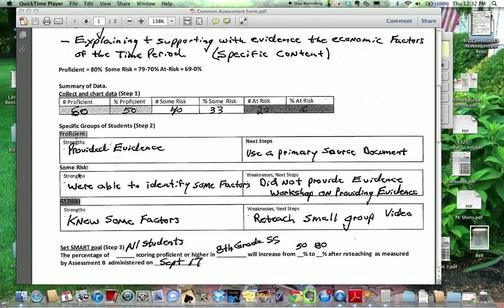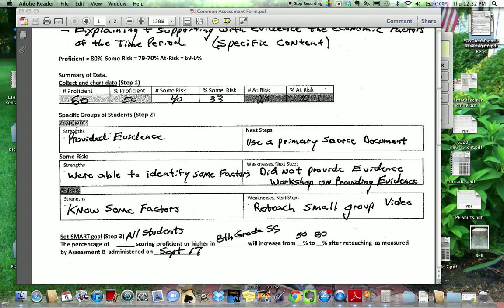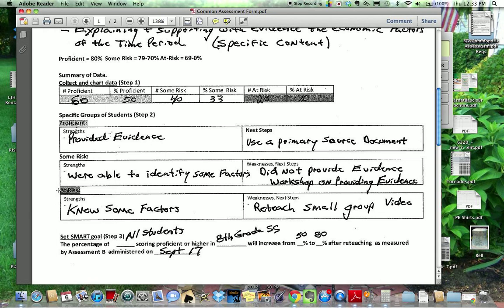Some risk group, what were their strengths? Well, they were able to identify some of the factors. What were their weaknesses? Okay, did not provide evidence. So I'm going to do a workshop on providing evidence for them. Then the at-risk group, maybe their strengths were they knew some of the factors, and what am I going to do? I'm going to reteach with a small group and video.